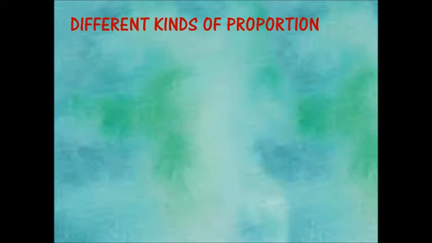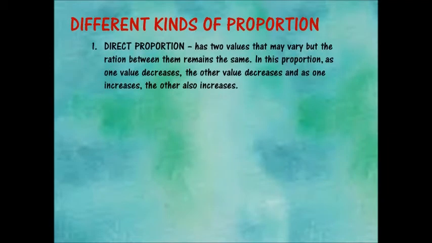So, we have different kinds of proportion. Ang una dito, direct proportion has two values that may vary, but the ratio between them remains the same. In this proportion, as one value decreases, the other value decreases, and as one increases, the other also increases. Ibig sabihin lang po, we write the ratio like that. So, that is A sub 1 is to B sub 1 is equal to A sub 2 is to B sub 2.